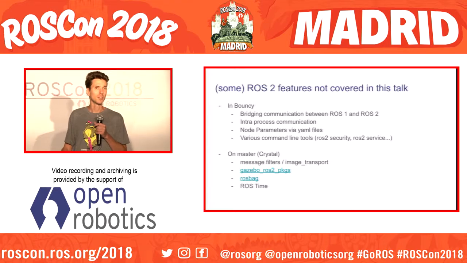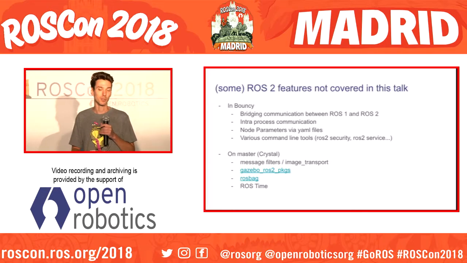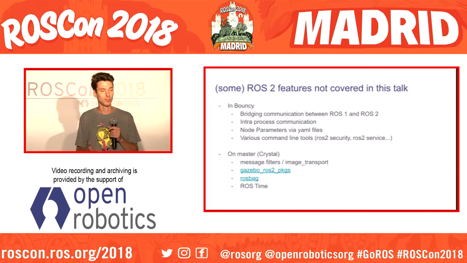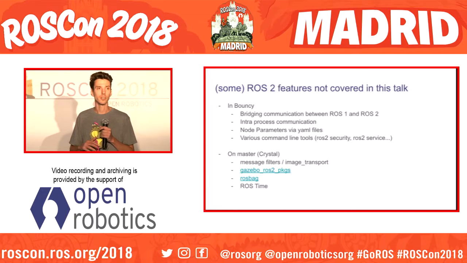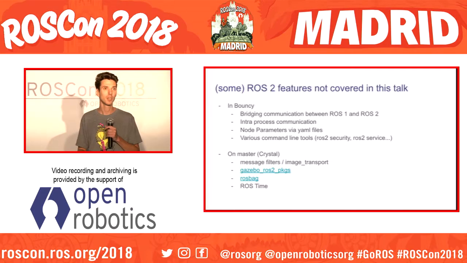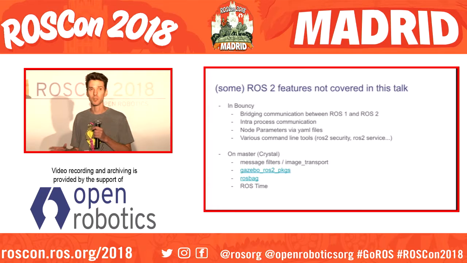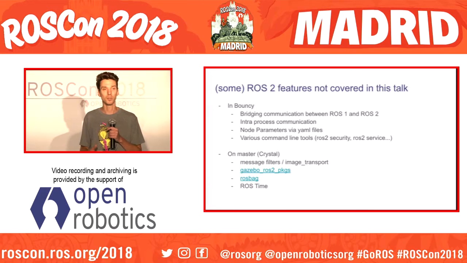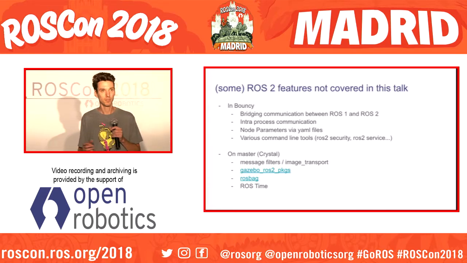And so this is the state of Bouncy. The last release was in June. Our next release is going to be in December. And so on Master today, we started working towards that release. I listed a few things we've been working on to give an idea of where we're going. Implementing some higher level packages that are very useful for data processing, for example, message filters and image transport. And starting to port Gazebo ROS packages to ROS2, so to be able to actually use Gazebo with ROS2 directly.